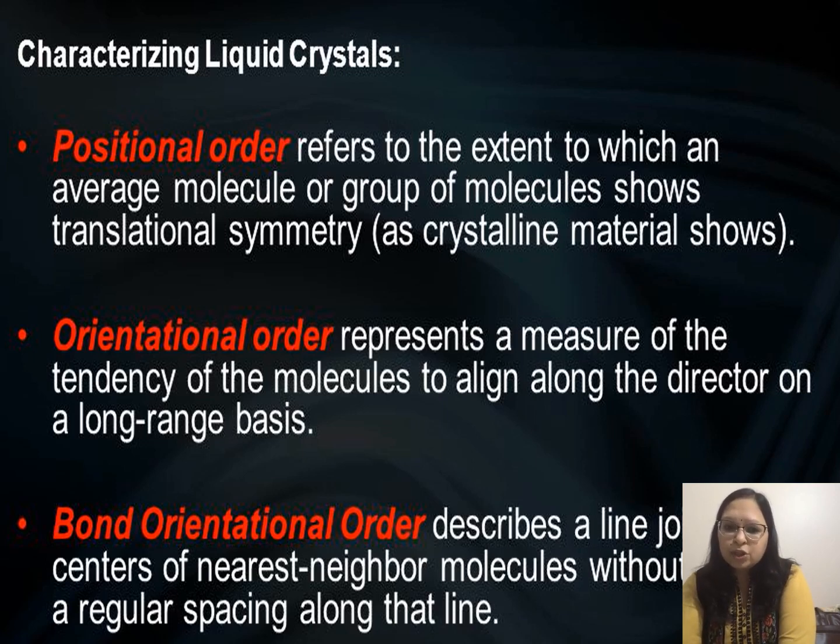Now, what do you mean by positional order? It refers to the extent to which an average molecule or a group of molecules can show translational symmetry, as any solid substance shows. It means positional order refers to the tendency of molecules to remain intact in their position, as occurs in the solid state. The second characteristic is orientational order. It represents the measure of the tendency of molecules to align themselves along a direction on a long range basis.